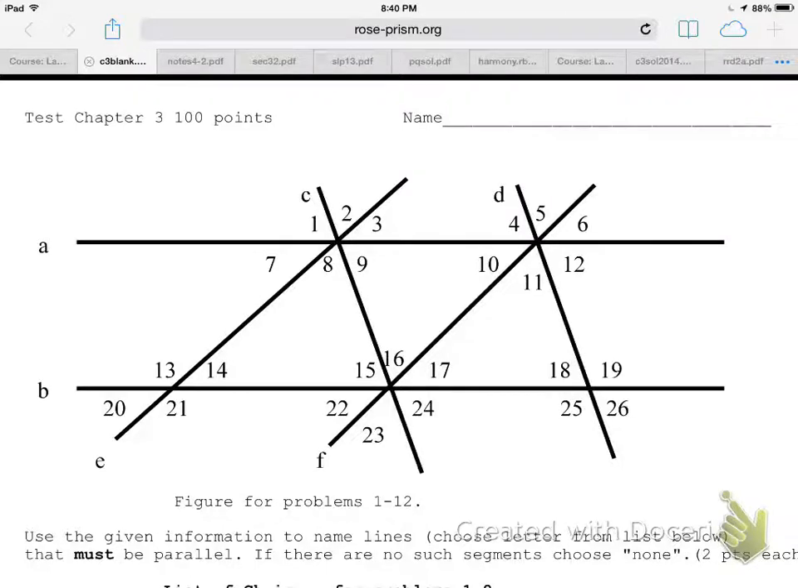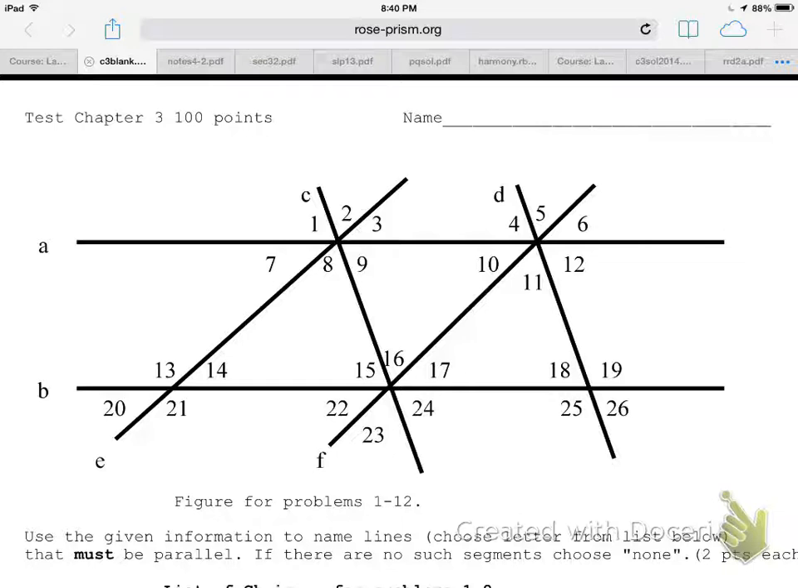Okay, I want to go over the solutions to some of the problems from the Chapter 3 test so that you can hopefully do better on the Chapter 3 retest coming up on Monday. We've already talked from page 1 about problems 1 and 2. The answers were D, no parallel lines on number 1, and C, E was parallel to F on number 2.